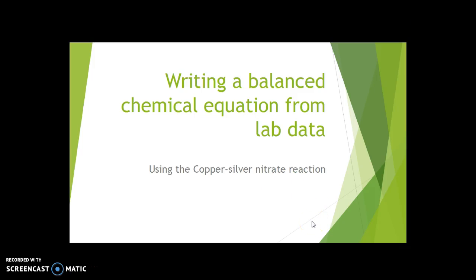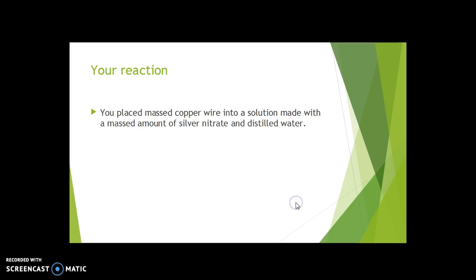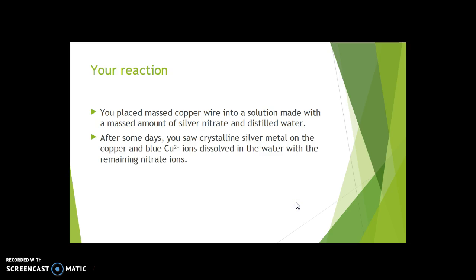We're going to talk about how to write a balanced chemical equation from laboratory data, and we're going to use the reaction between copper and silver nitrate solution that you may have done in a laboratory. You placed massed copper wire into a solution. The solution was made with a massed amount of silver nitrate and distilled water. So you knew how much copper wire you started with, and you knew how much silver nitrate you were going to react. After some time, you saw crystalline silver metal on the copper, and I say blue copper 2+ ions.